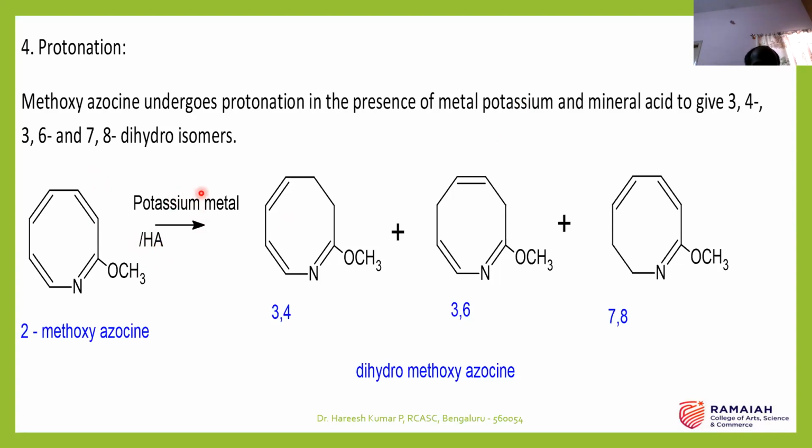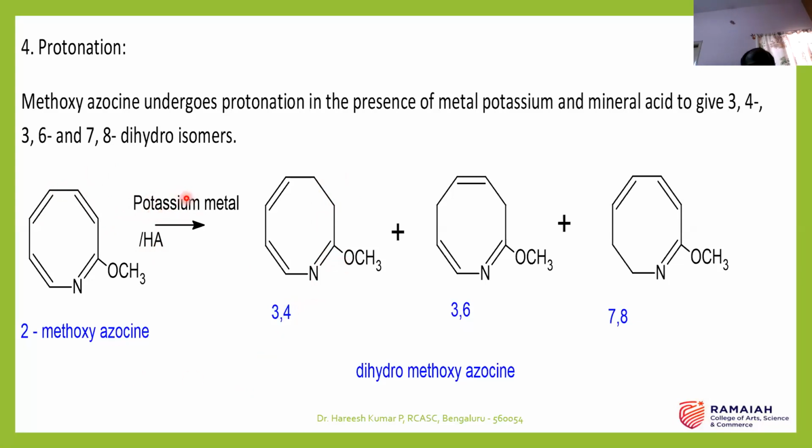So potassium gives you an electron. Once it gives an electron here, this will pick up a proton. So that means this is saturated. And again, one more potassium will give one more electron. Once there are two electrons on this carbon, that will pick up a proton from the HA. HA means mineral acid. So the obtained one is 3,4-dihydroazocine.